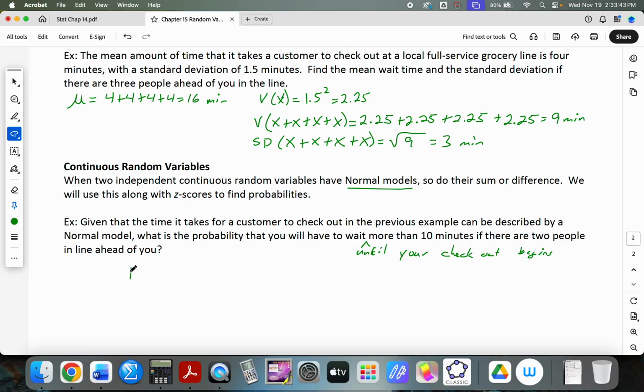All right, so we want the probability that capital X is greater than 10, where we know, what is the mean going to be? 9. No. 16. No. 2.25. No. Okay, stop. There are 2 customers ahead of you, and what's their mean wait time? 4 minutes each. So this is going to be 8. You got there. Good stuff.